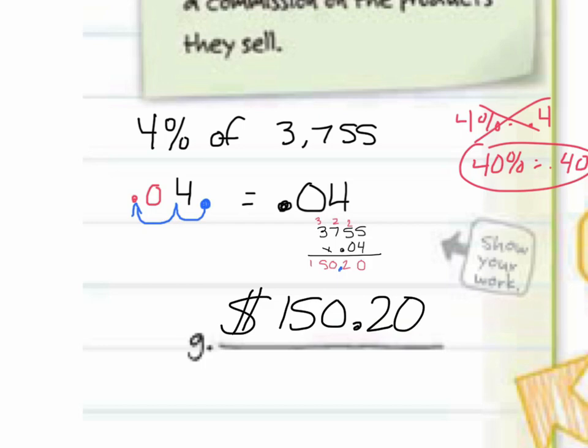And that is it for this lesson on percent of a number. You can take your percents and write them as fractions and then multiply, or you can take your percents and write them as decimals and then multiply. Good luck.